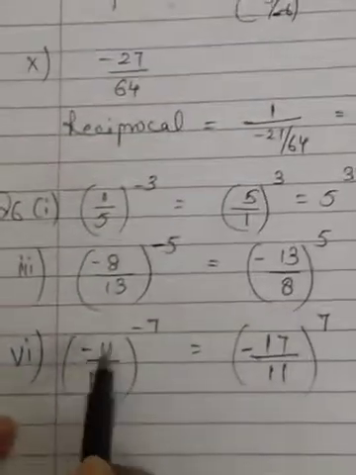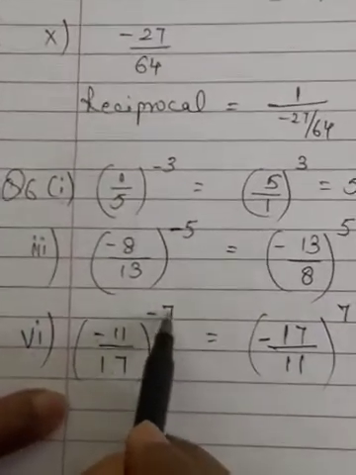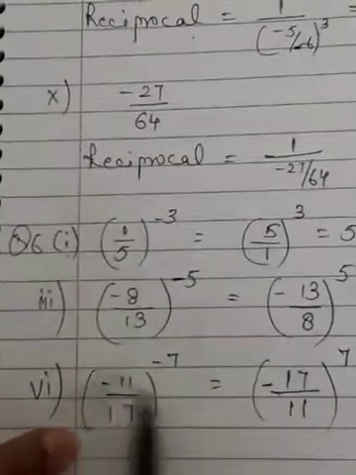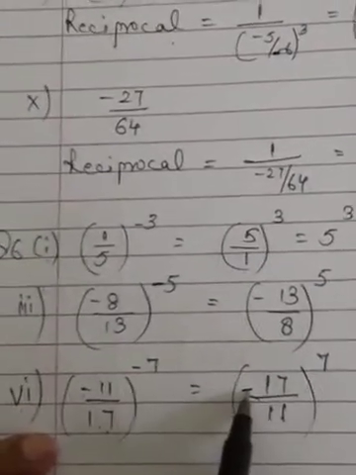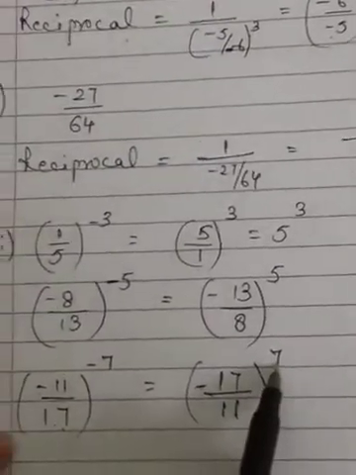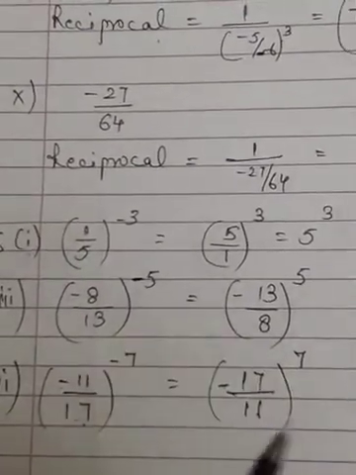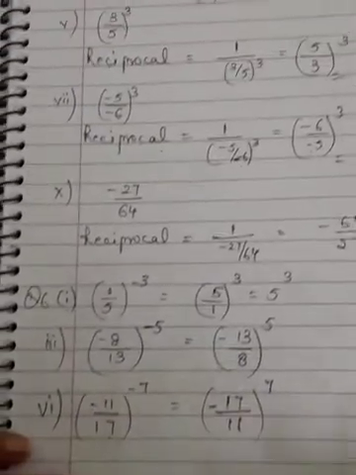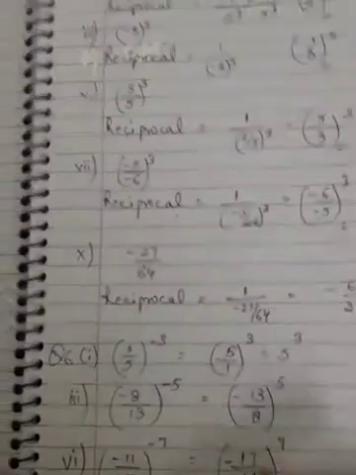Sixth part is minus 11 by 17 to the power minus 7. The reciprocal of this is again upside down. 17 goes on top, 11 comes down. This minus sign stays here. This minus 7 will change to 7. Now negative power changes to positive. So remember this, when we take the reciprocal, the negative power becomes positive. If it has positive power, it will become negative.